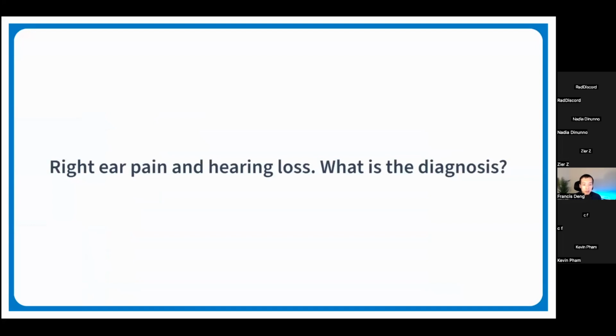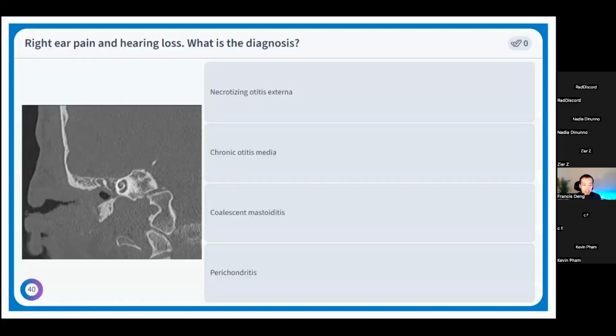Next patient has right ear pain and hearing loss. What is the diagnosis? This is a coronal non-contrast temporal bone CT. I'll tell you, this patient is 80 years old. They've had severe ear pain. They were treated as an outpatient with Augmentin and Ciprodex drops with initial stability, but worsening pain after a couple of weeks. And so they presented for imaging evaluation.